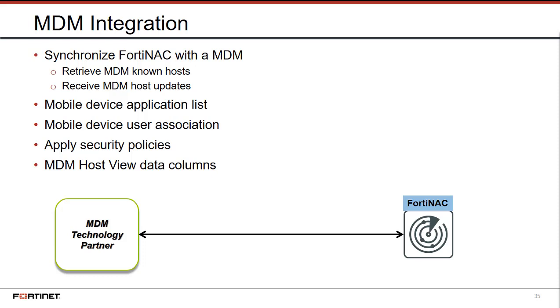So that single user would now have 3 devices, the 2 mobile devices and the laptop. We can also apply security policies to mobile devices based on attributes that can be retrieved from the MDM, so that we can have, say, network access policies, for example, already configured and in place, so that when these MDMs connect to our environment, they're provisioned correctly. And there are additional columns of information within the host view specific to MDM details, such as, is the device still compliant with the MDM?